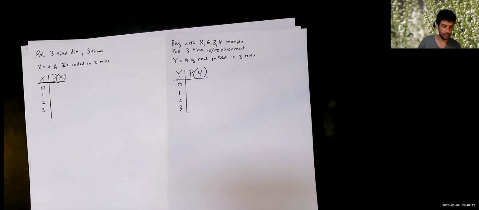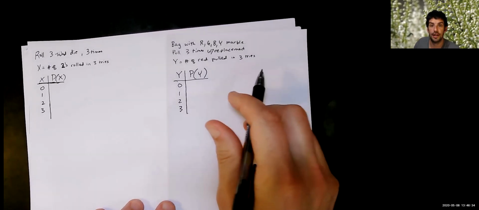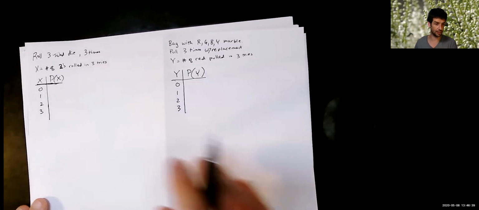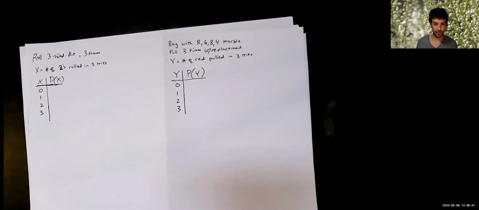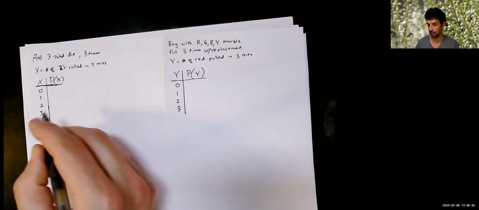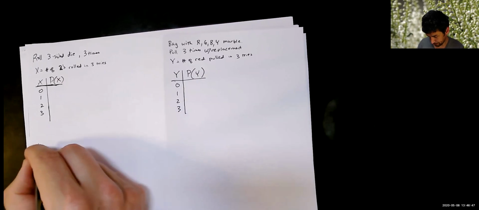So what I want to do is build the probability distribution functions for each of these, okay? It's going to take a little bit of work. So first of all, I need the probability. Let's stick with this one for now. The probability of rolling no 2s.